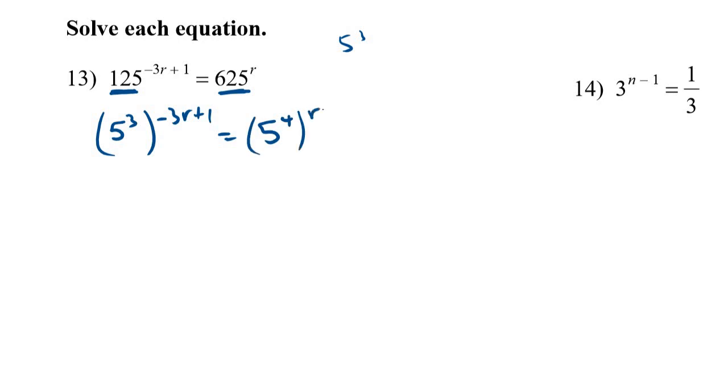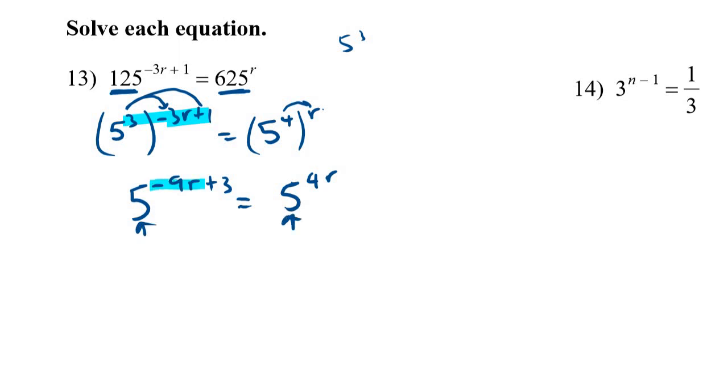Now I'm going to distribute this 3 to all this, okay? So it will look like this. It will be 5 to the power of 3 times negative 3, which is negative 9r, 3 times 1 is 3, and then 4 times r is 4r. And now I have the same base. I need to set the exponents equal to each other, like so.